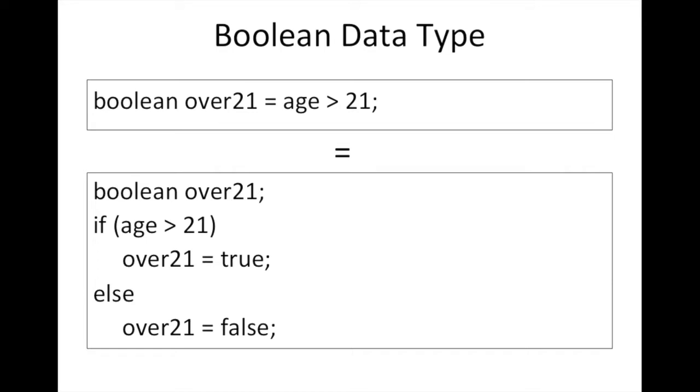Boolean expressions are made up of Boolean variables, relational operators such as less than or equal to, and logical operators. You can assign the value of any Boolean expression to a Boolean variable. For example, boolean over21 equals age greater than 21. Here, over21 gets a value of true if age is greater than 21, false otherwise. This is essentially a more concise version of the following example below.